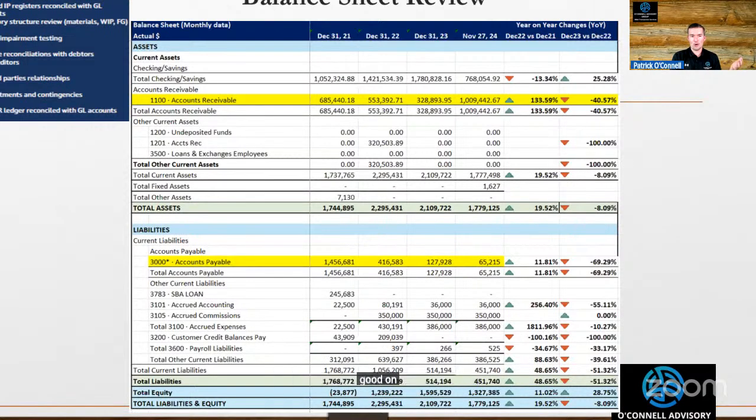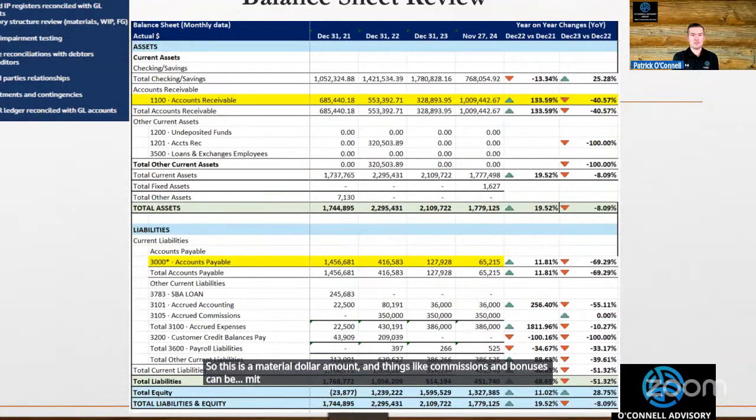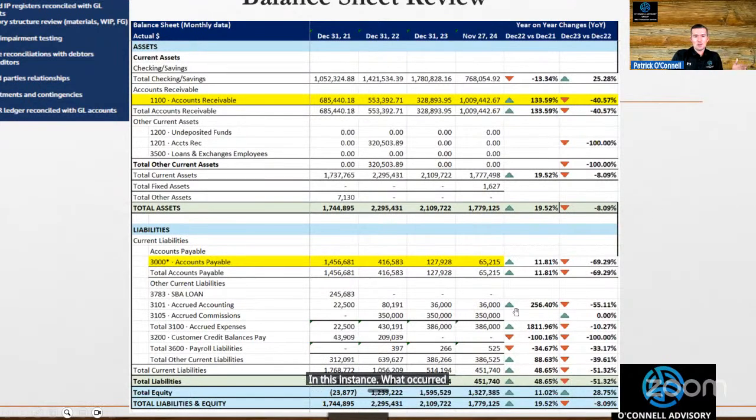and see if they can make good on these commissions that were earned when they were owning the business, or risk legal litigation if you were to deny them the commissions or just pay them outright. So this is a material dollar amount, and things like commissions and bonuses can be mitigated by conducting this balance sheet review. In this instance, what occurred was these commissions were earned by 3 salesmen over the last 2 quarters, but unpaid. Typically, bonuses were paid at the beginning of December 1st.